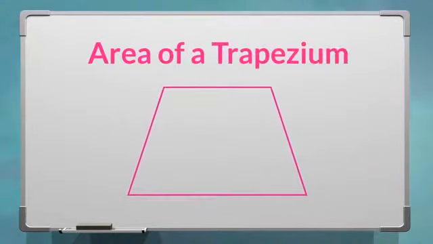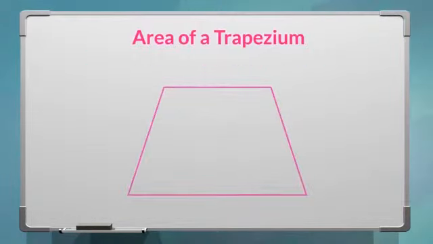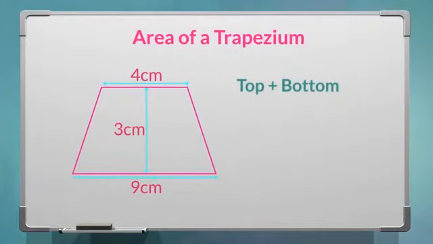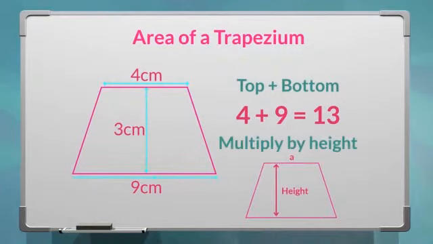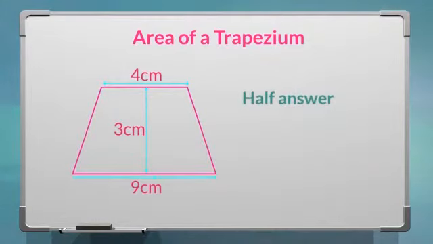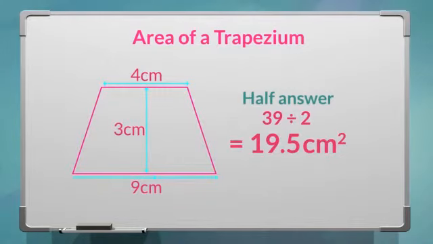Okay, let's look at this shape now. A trapezium. The formula to find the area for this is more complicated, but the good news is you don't need to learn it. You're given it at the front of your exam paper, so you just need to be able to apply it correctly. The first thing you need to do is add the top length to the bottom length, so we add 4 to 9 and get 13. We then multiply this by the height of the trapezium, which is 3. 13 times 3 makes 39. We then need to halve this to get our final answer. So 39 divided by 2 makes 19.5, then put the centimetre squared on afterwards.